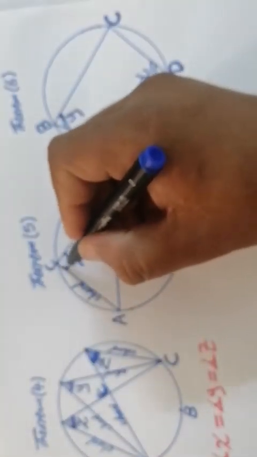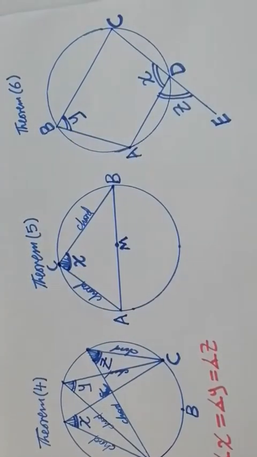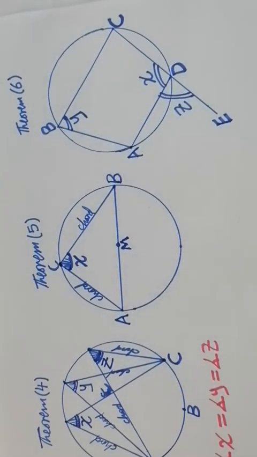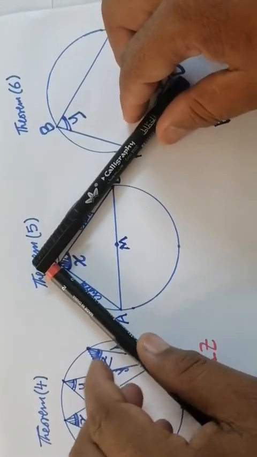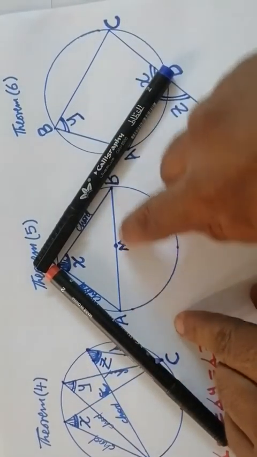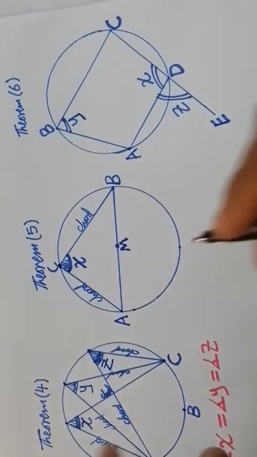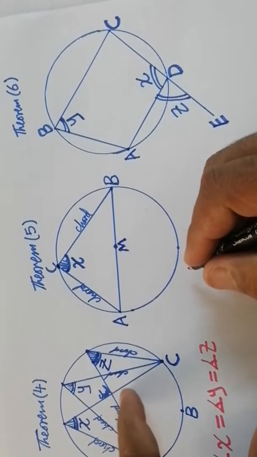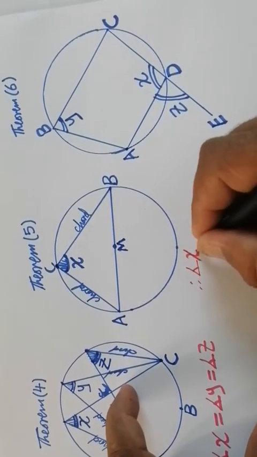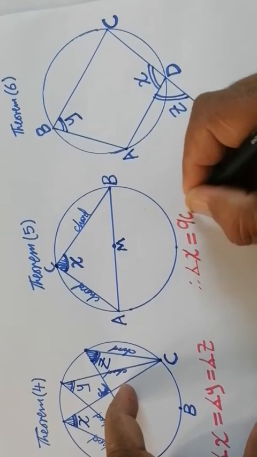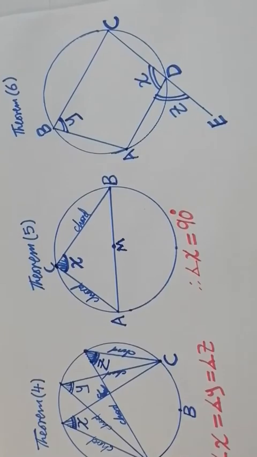The vertex here is on the circumference. So this angle whose vertex lies on the circumference and whose arms are chords is called a circumference angle. This circumference angle is drawn exactly on a diameter. Theorem 5 says the circumference angle drawn on a diameter is a right angle. So I will find that angle X equals 90 degrees. This is theorem 5. Let us go to theorem 6.